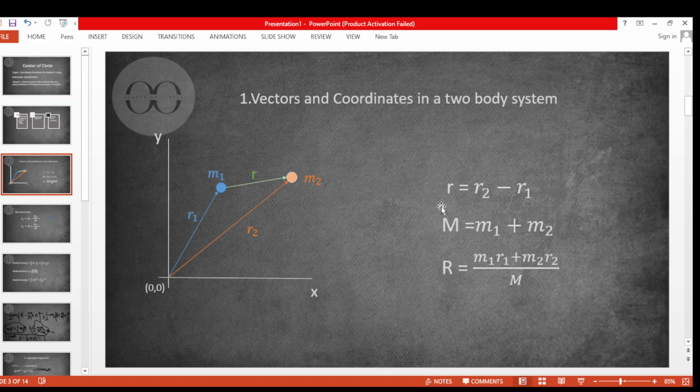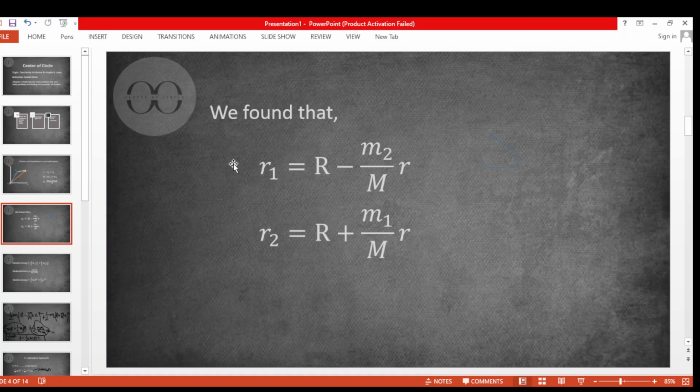From vector geometry, we found that r equals r2 minus r1. The total mass of the system was m1 plus m2, and this was the center of mass equation, or the position vector of the center of mass. Then we substituted r2 and r1 from our first equation into the center of mass equation, and after doing some basic algebra, we found a relation between the position vector of m1, which is r1, and the center of mass of the system, and the position vector of m2, which is r2, and the center of mass of the system.